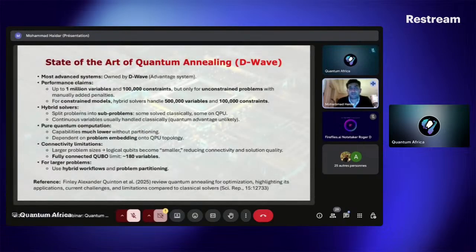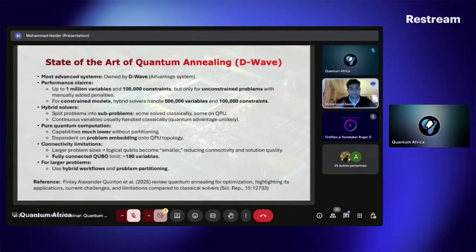The state of the art of quantum annealing, I would say, they are claiming to go up to 1 million variables, and also to work with 100,000 constraints. That means it is very important to add penalties, but for the constrained models, they have only been solving hybrid up to 500,000 variables. But again, as I said, the problem is that they want to use hybrid. So they use the classical computer to divide the big problem into sub-problems, and only the sub-problems are solved using the QPU.